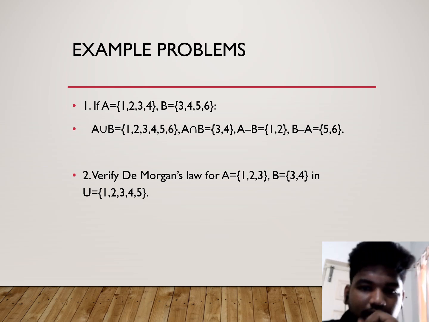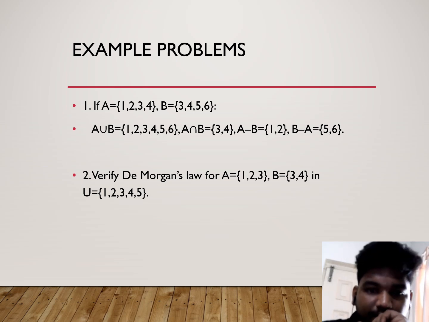And again another problem, verifying De Morgan's law. A equal to 1, 2, 3. B equal to 3, 4. In the universal set, all the sets are present. All the elements are present. 1, 2, 3, 4, 5.